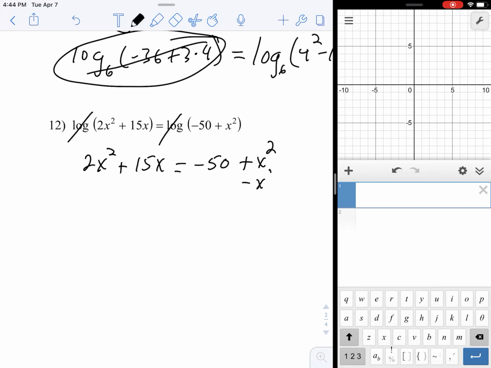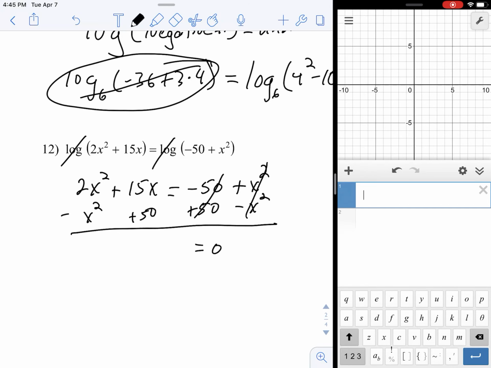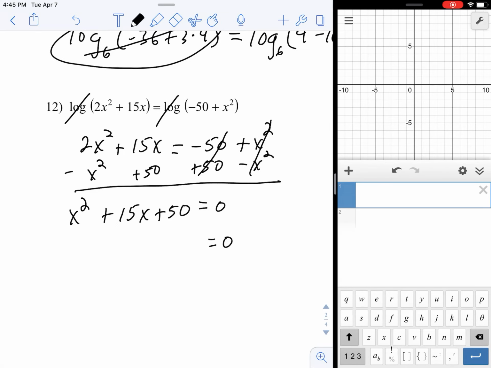I'm going to go ahead and subtract x squared to bring it to that side, and I'll add 50. That cancels everything out here and gives me that 0. On this side, 2x squared minus x squared is x squared, plus 15x and then plus 50. Those are not like terms, so I can just bring them down. So when you solve a quadratic, one side has to be 0. That's what we've got.